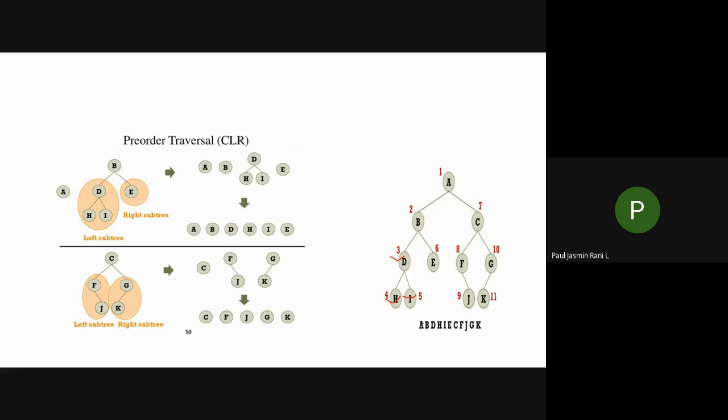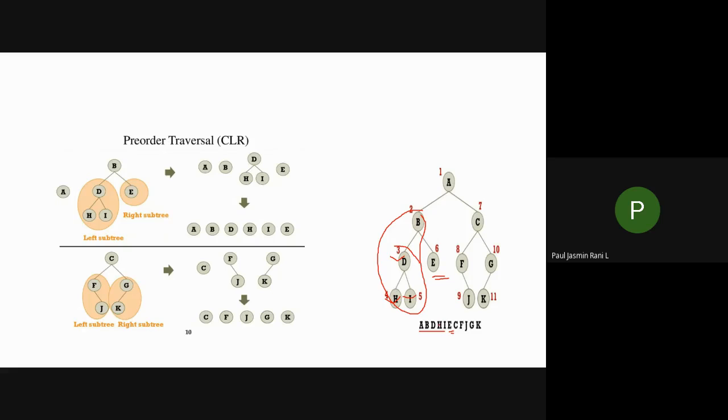Now you have printed B, D, H, I. This part is over. Now the whole left side is over, which means you have to travel along your right side, that is E. Now you have to print E. So always remember that your parent node gets printed first. If you take this example, when you are printing H, the parents of H will be printed before it.